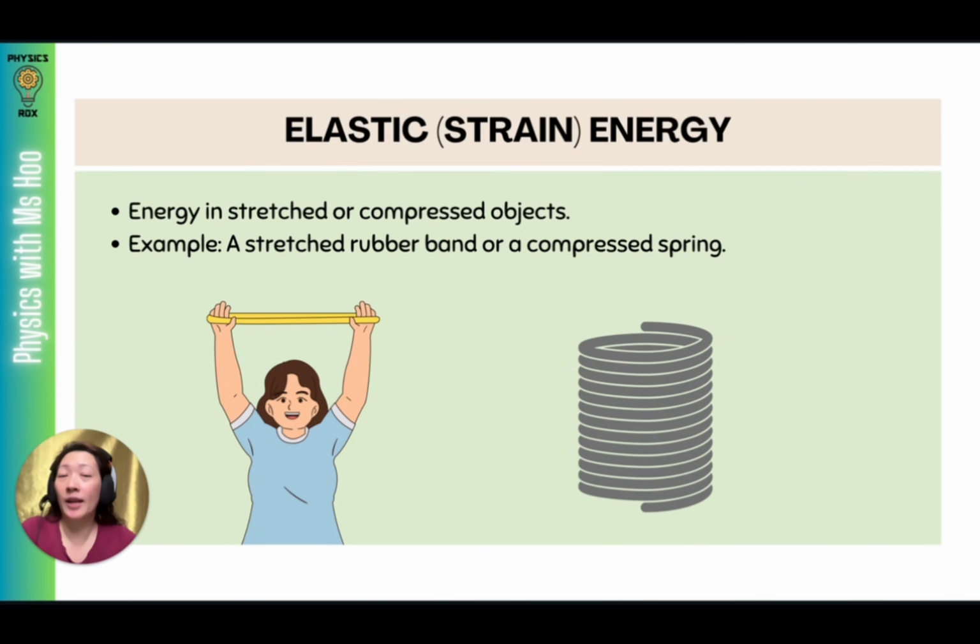Elastic or strain energy is energy that's found in stretched or compressed objects. For example, a stretched rubber band or a compressed spring. So you'll find that when you stretch or compress these items, there seems to be a little bit of tension because it's holding energy and the energy is waiting to be converted to other forms. That's elastic or strain energy. Sometimes it's known as elastic potential energy.